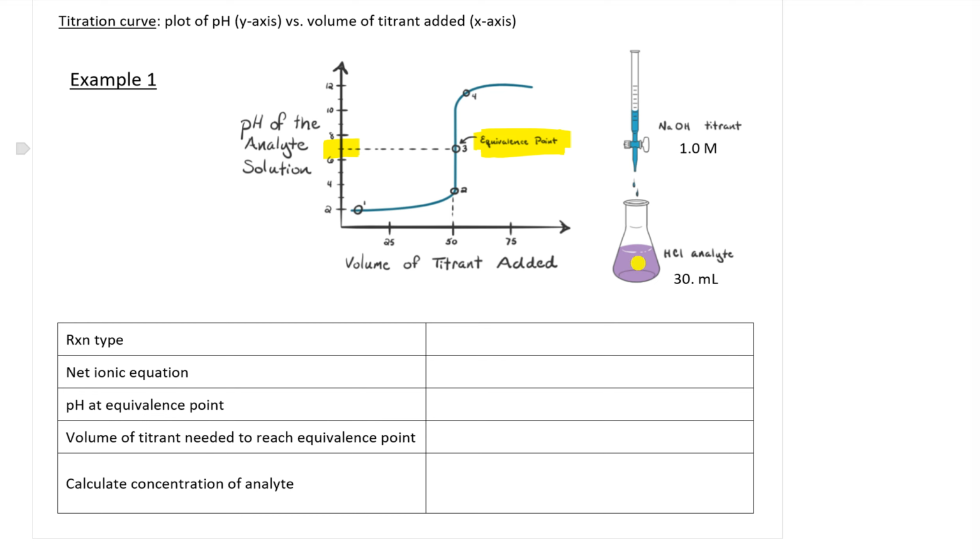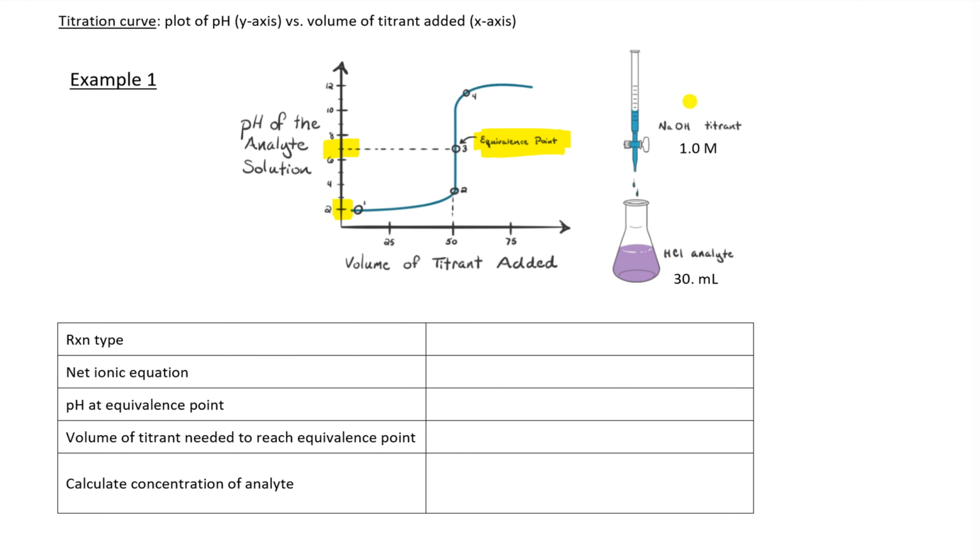We're measuring the pH of the flask solution from start to finish. So if we put a pH meter in here, yeah, at the start, before we add any titrant, the pH is going to be acidic. Okay, so here on our graph it's about 2. Then we start adding in the titrant sodium hydroxide, and our pH is going to go up, okay, because sodium hydroxide is a base. So what type of reaction do we have here?